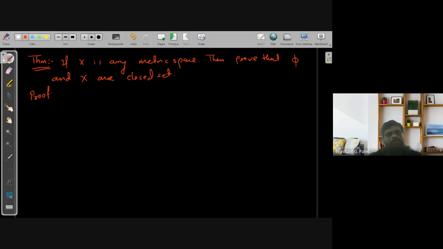Let's have the proof for this. So why is the result true for phi? Can somebody give me an argument why phi is a closed set? To see it is a closed set, you have to see what the limit points of phi are. So how many limit points does phi have?